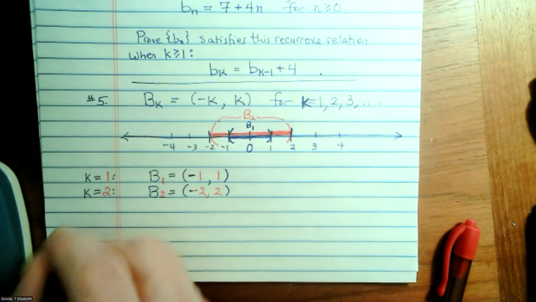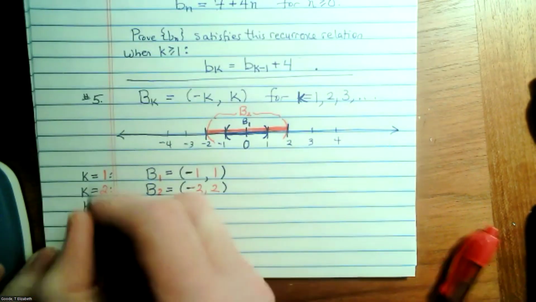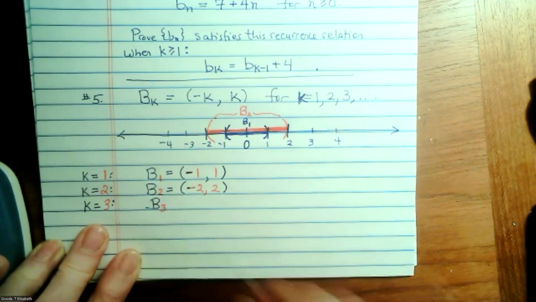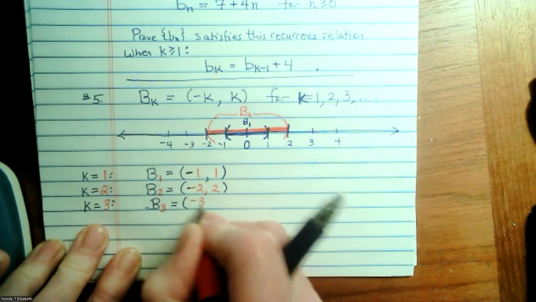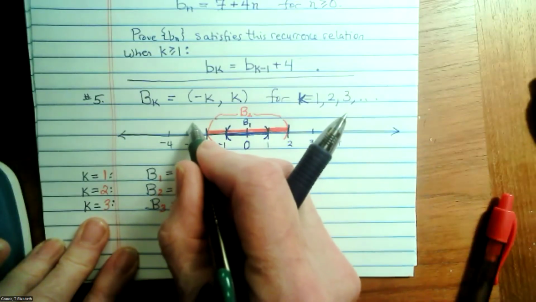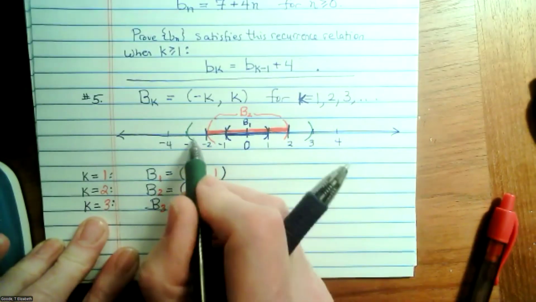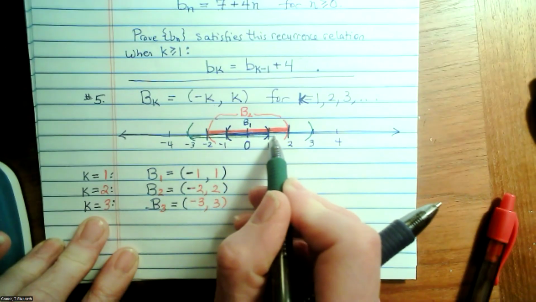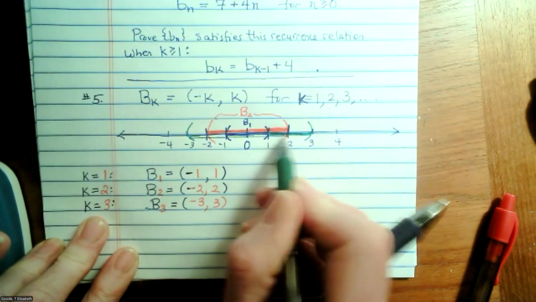What about b sub 3? It would be -3 to 3, not including -3 and not including 3. That's right. We'll do that one in green. B sub 3, -3 to 3. So we can draw all, I'll do it underneath. See how these are nested? We call these sets nested.